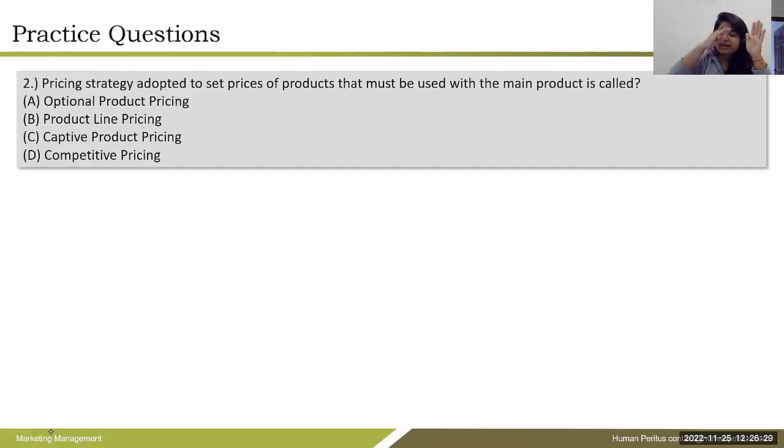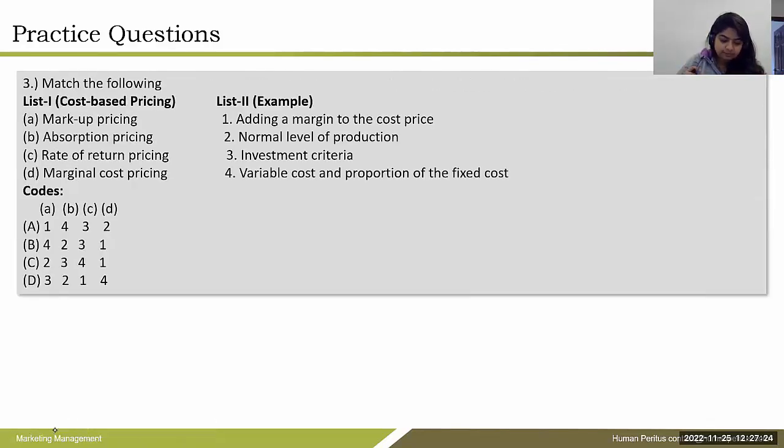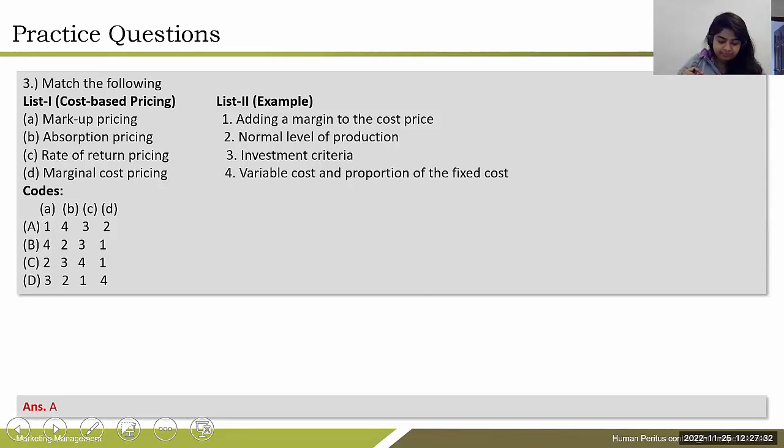So main product, and then there is a subsidiary product used with the main product. You put the main product cost low and subsidiary product cost high. Correct, Richa? Correct, Sumita? Perfect. Captive. Give me an example quickly of captive so that you remember it. Any example? Printer and ink, razor and blades, all these things. Perfect. Yes. Next. Correct answer, Richa. Next one.